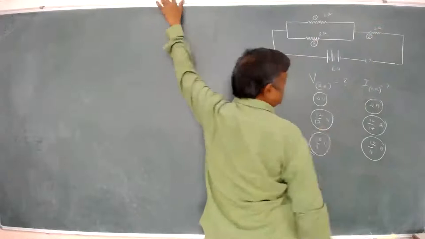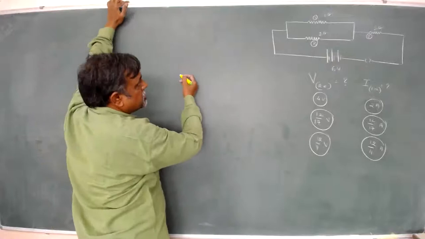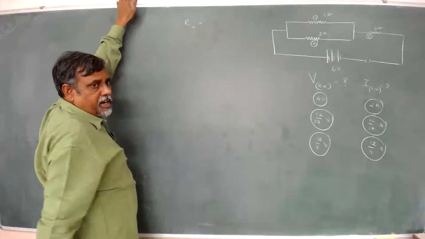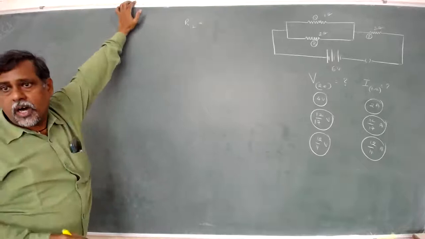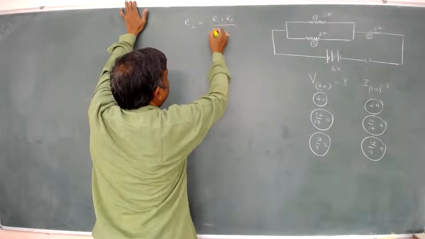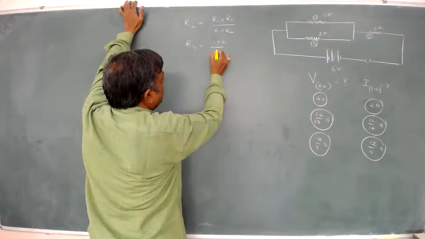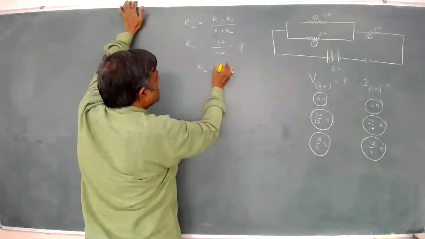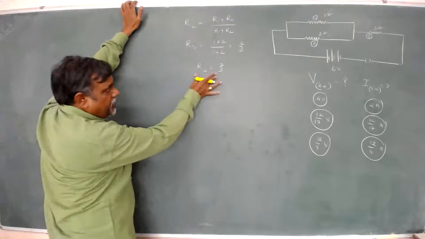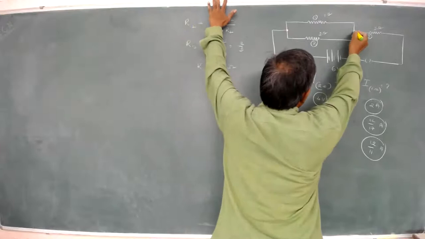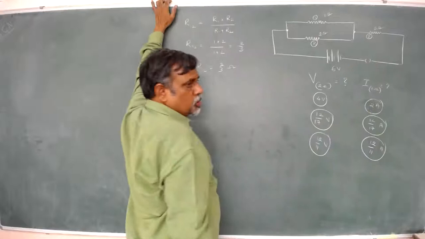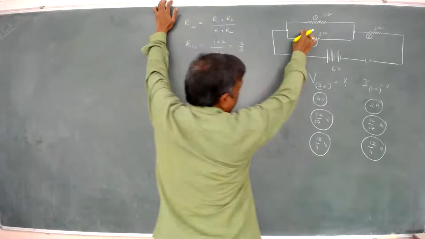Now the effective resistance of the parallel part. This is R12. Don't read this as twelve; it means resistor 1, resistor 2. R12 is equal to R1 into R2 divided by R1 plus R2. So R12 is 1 into 2 by 1 plus 2, which is 2 by 3. The effective resistance between these two points is 2 by 3 ohm. Now that 2 by 3 is in series with the 3 ohm.